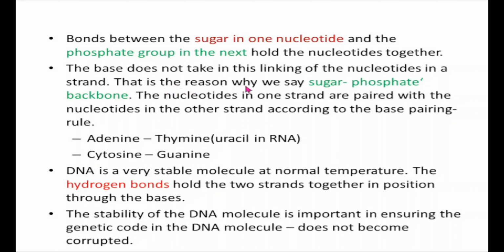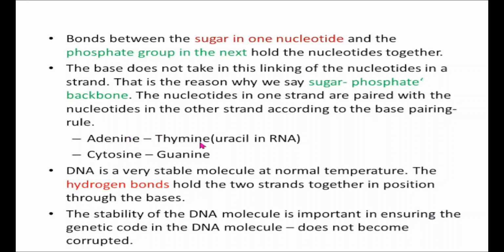This is why we call it the sugar phosphate backbone. The strand is called the sugar phosphate backbone. The nucleotides in one strand are paired with the nucleotides in the other strand according to the base pairing rule. That is, here you can see there will be involvement of bases in the bond formation between the 2 strands to form the double strand.